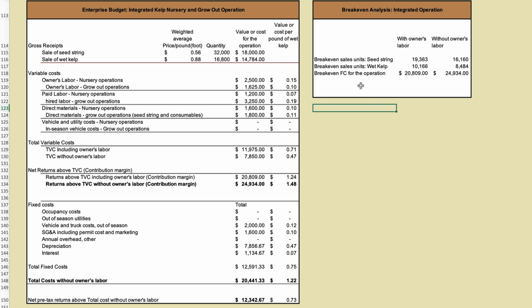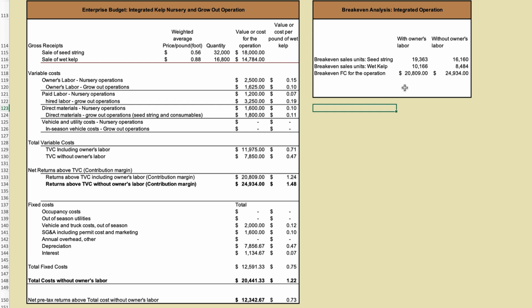And this break-even analysis is computed both with and without owner's labor. So right now, clearly we are turning a profit, and we have therefore produced beyond what our break-even levels of production are. Okay, so that's just a quick and dirty overview of an enterprise budget.